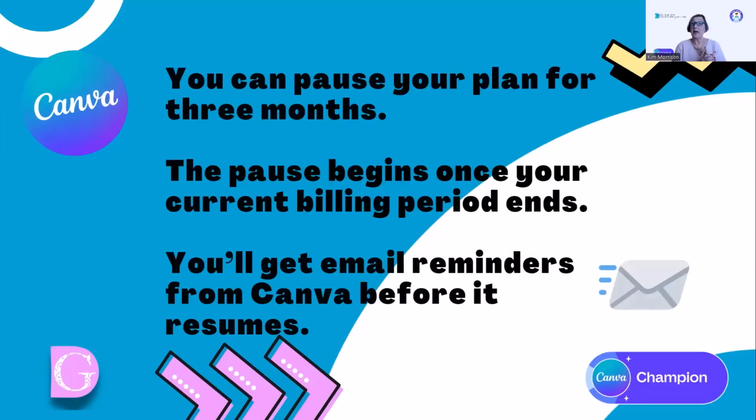When you pause your plan, it's for 3 months only, which gives you enough time if you had to go away or you're traveling and weren't going to use your Canva account, just to still retain all your designs and all your Pro membership benefits. And the pause begins once your current billing period ends. So if that was the end of a month, it would start from that point. And Canva will send you email reminders before it starts again. You will have warning. The money won't just be taken from your account.